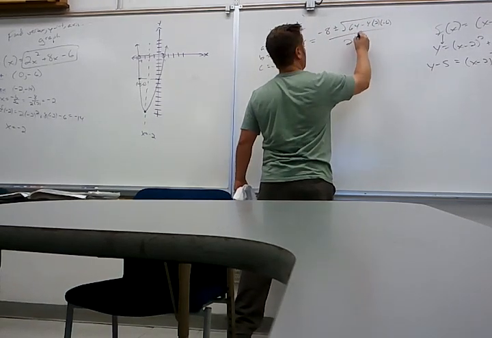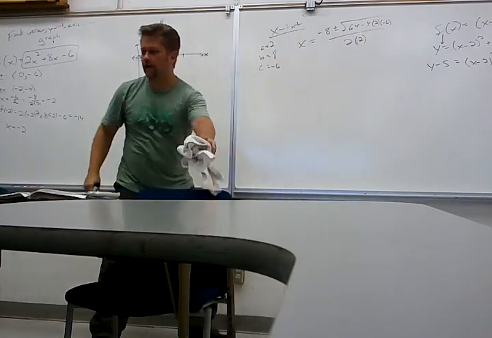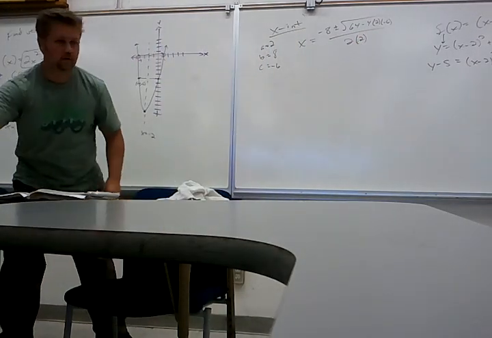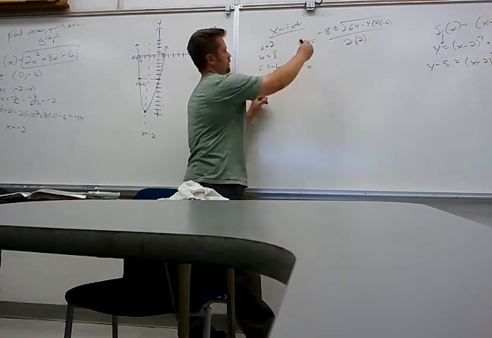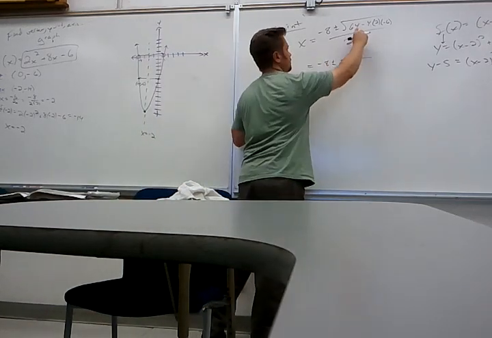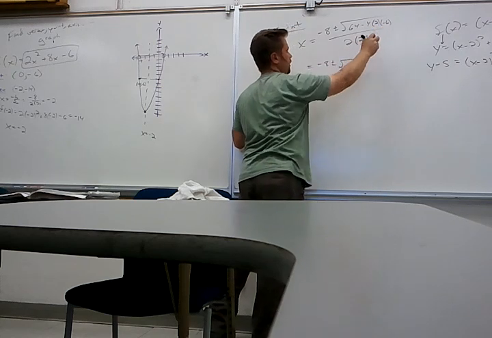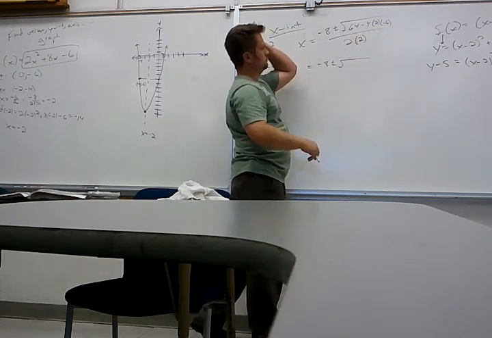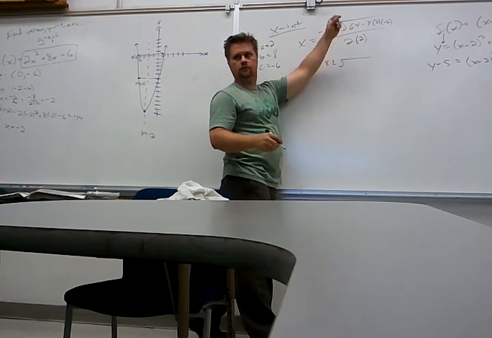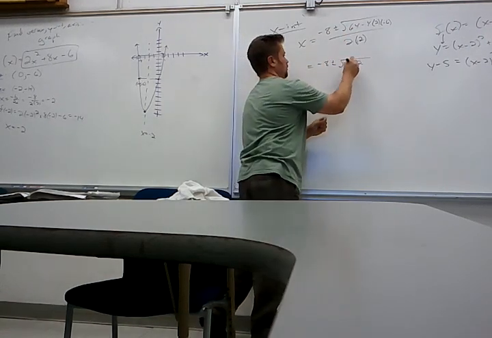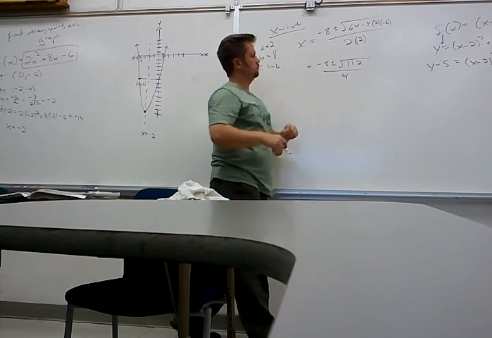Negative B, plus or minus the square root of B squared minus 4AC, all over 2A. That's all I'll remember. Negative B, then 64 plus 48. Right, 8 times 6 is 48. So 64 plus 48 is 112. Cool.